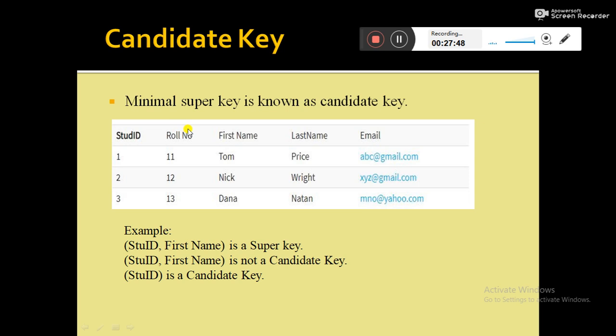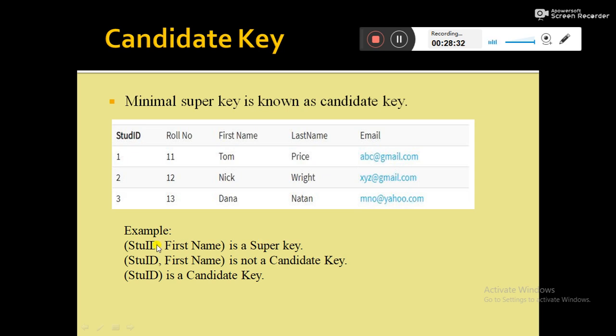Stud ID, first name is a super key because with the help of stud ID and first name, we can uniquely identify a particular record. For example, select a record whose stud ID is 1 and first name is Tom. It definitely selects that particular record. Even if two students have the same name Tom, it will still select a particular record. Why? The other Tom has a stud ID which is definitely not 1, because stud ID is unique. So stud ID, first name is a super key.